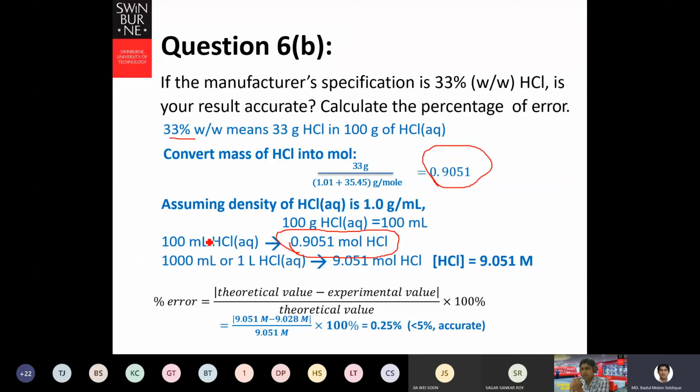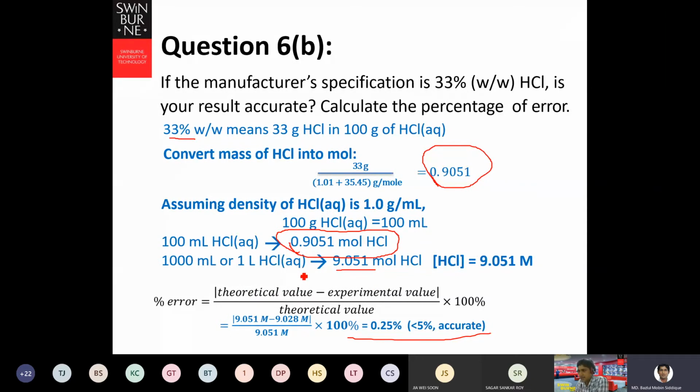And then in 1000 milliliter, how many moles? 10 times, so 9.05. And from there, the percentage error is the theoretical value minus the experimental value, divided by the theoretical value. From there, we find this 25%. Oh, sorry, I mean 0.25%.